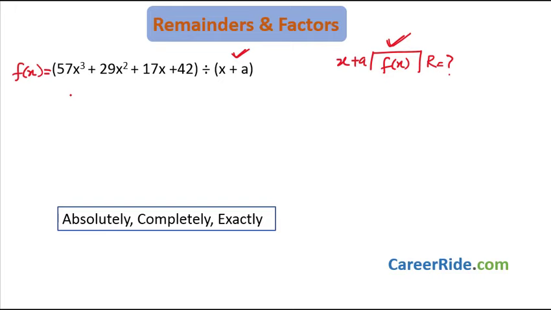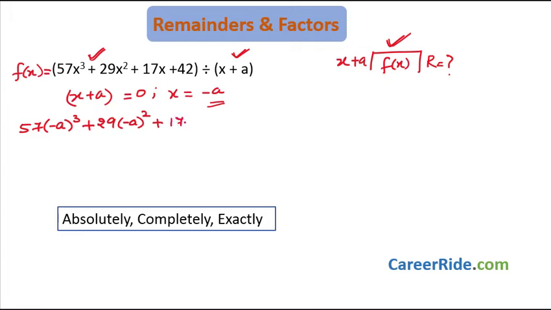What you have to do is you just simply equate this x plus a, your divisor, with 0. What is going to happen? You are going to get a value of x that is equal to minus a. Simply place this value of x equal to minus a in the polynomial that is given to you. So now my polynomial becomes 57 into (minus a) cube plus 29 into (minus a) square plus 17 into minus a plus 42, and this is going to give me some value.